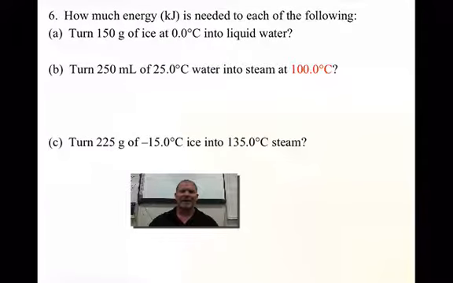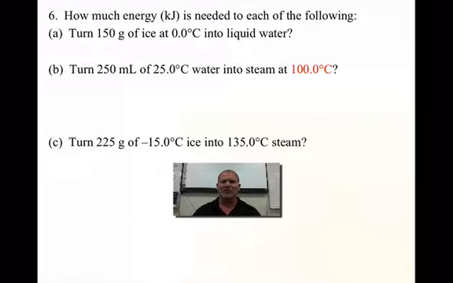Next, let's break it down and go through a couple of quick problems here. First of all, how much energy in kilojoules is needed to do each of the following? My scenario with A is I have 150 grams of ice at 0 degrees Celsius and change it into liquid water. Again, I'm starting at 0 on the flat line, so I'm starting as a solid and changing to a liquid. All I'm doing is going through a phase change.